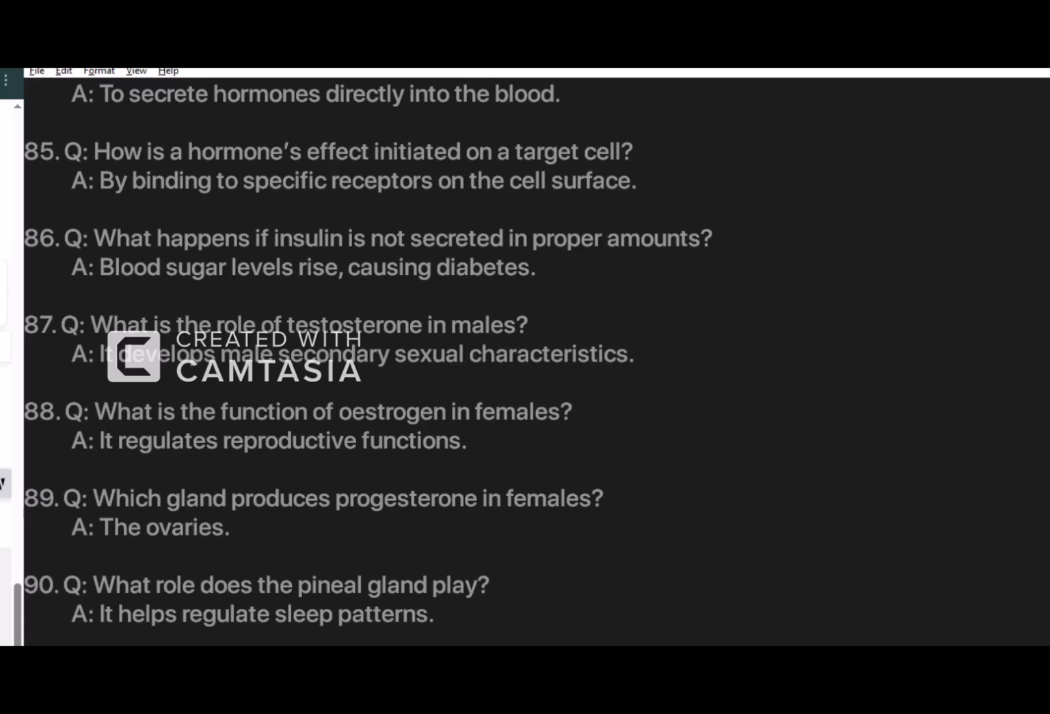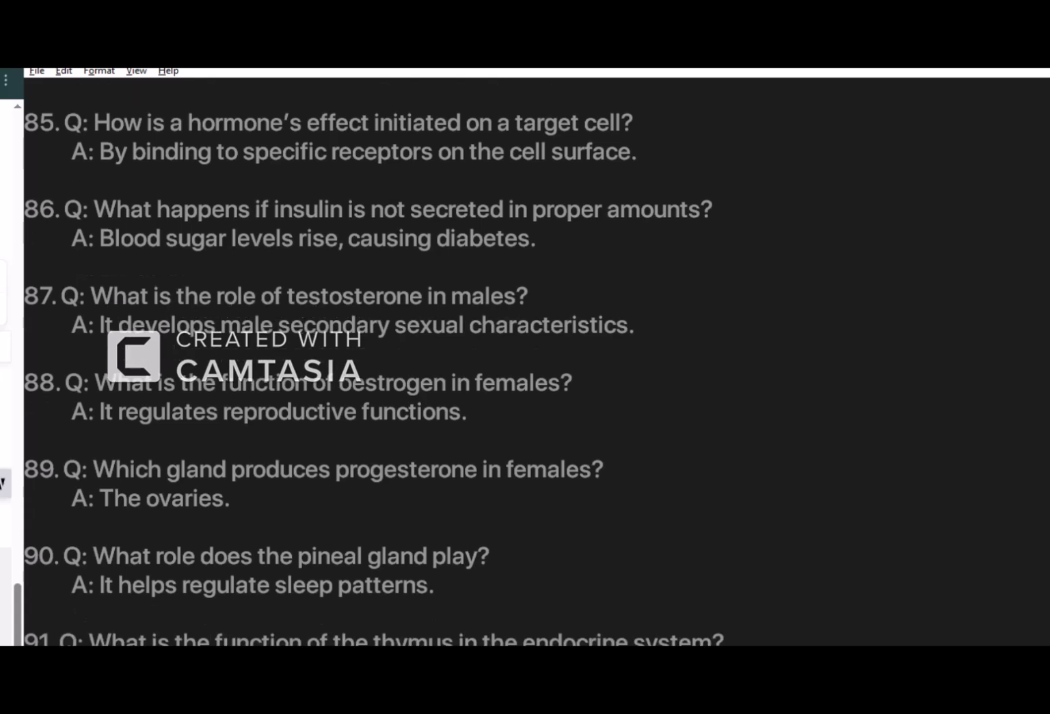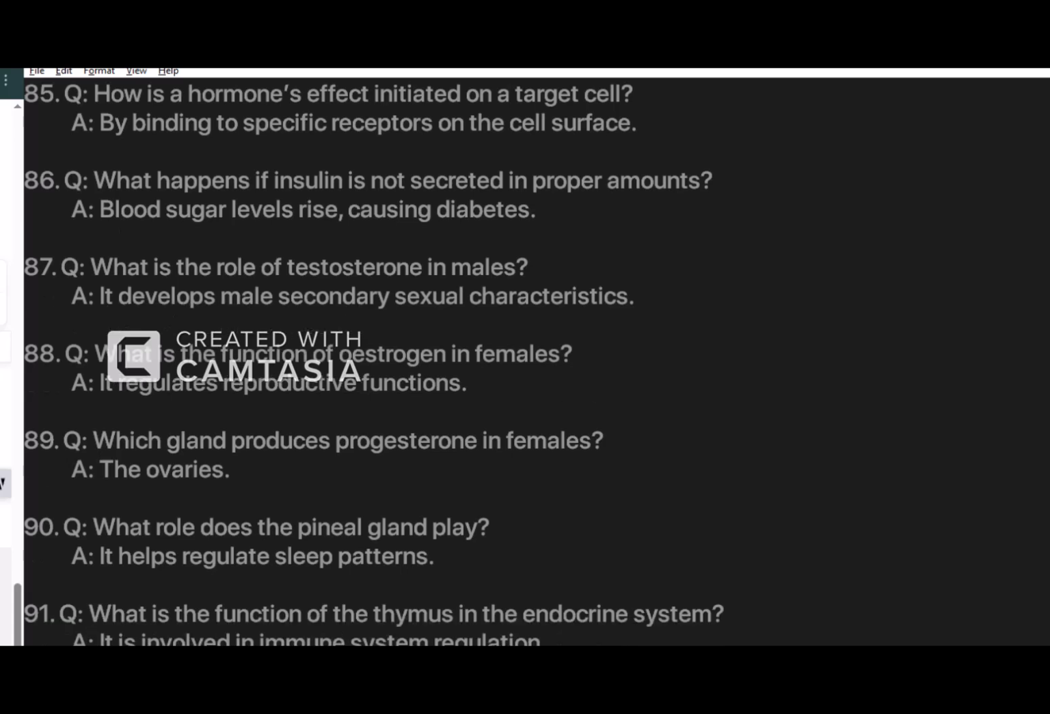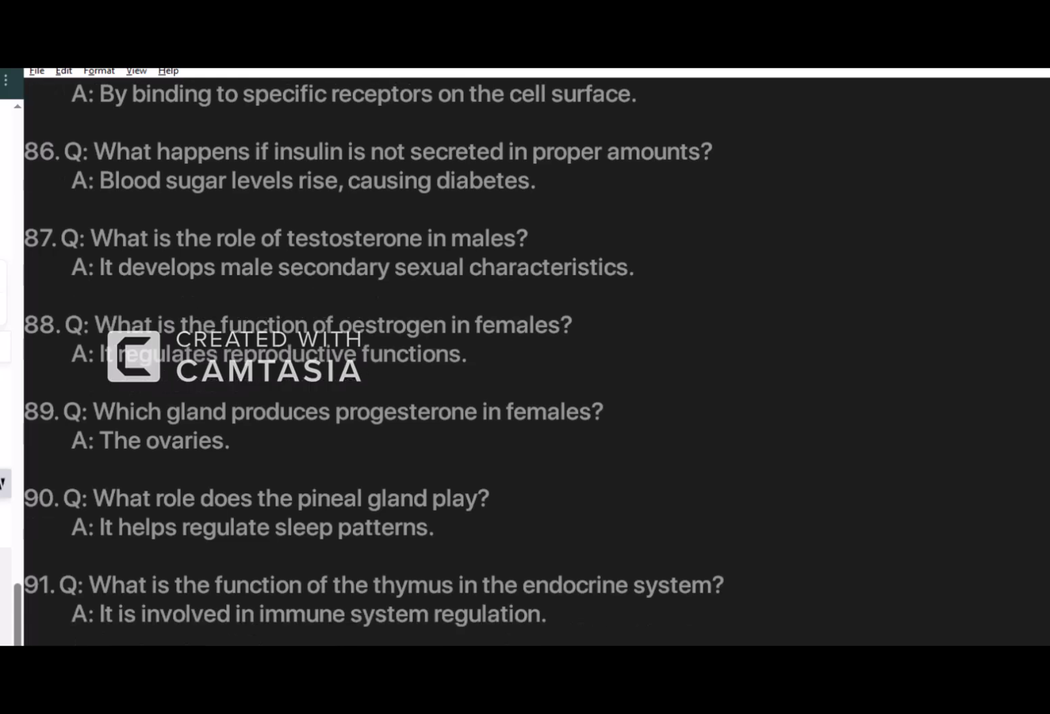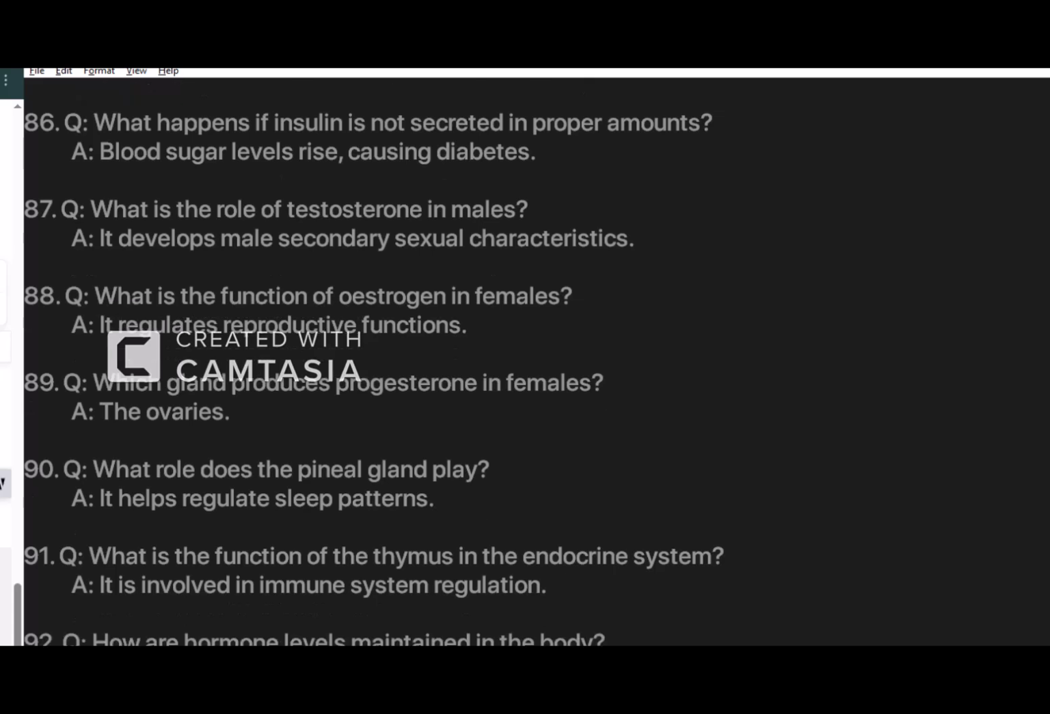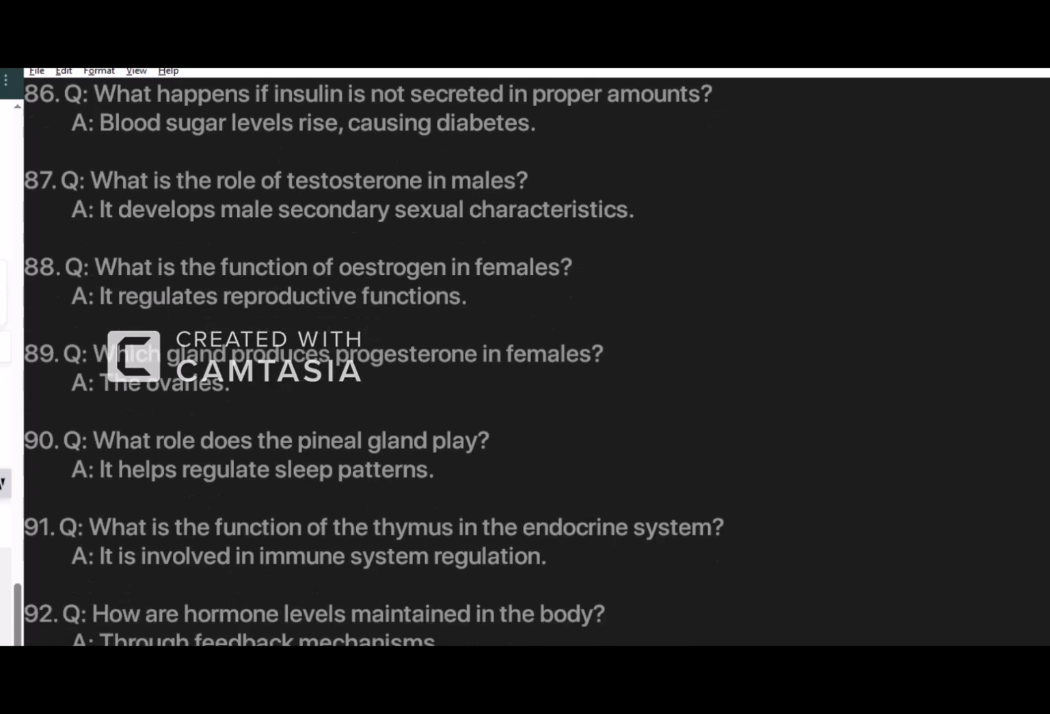90. Q. What role does the pineal gland play? A. It helps regulate sleep patterns. 91. Q. What is the function of the thymus in the endocrine system? A. It is involved in immune system regulation.